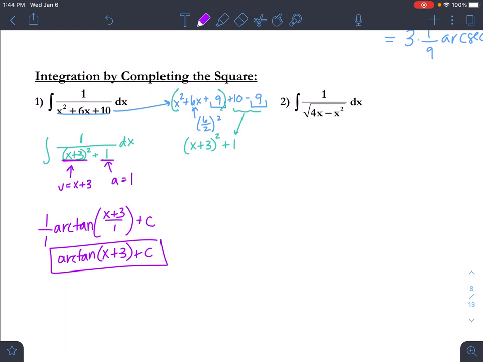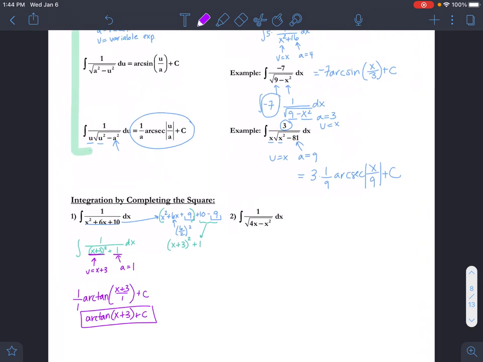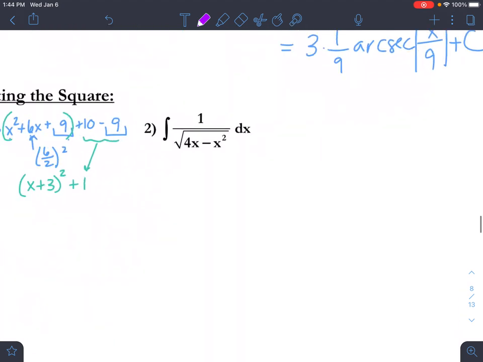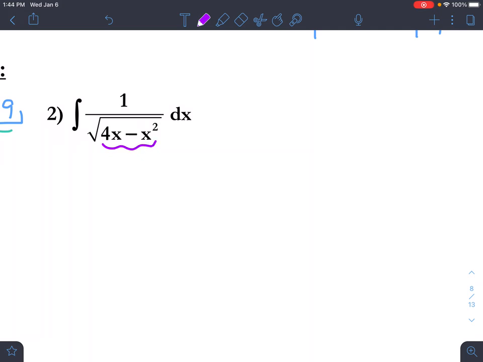So the next one, you see a square root. If you take a look, square root is either going to be arcsine or arcsecant, but you'll notice there's not an extra variable out here. So we're going to be looking at arcsine, this guy right here. We notice again that this is not really ready to go. So we're going to have to do completing the square.